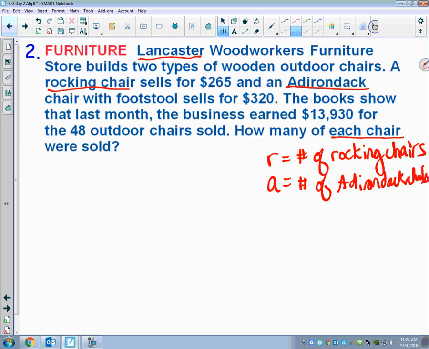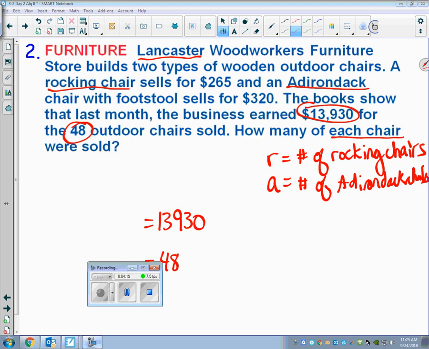What else do I know right away? Well, I got 2 things, right? I got a total amount of money. So one of my equations needs to be set equal to that. And the other one is I know there's a total of 48 chairs. So make sure money stays with money and your other numbers stay with that. So money stays with money.